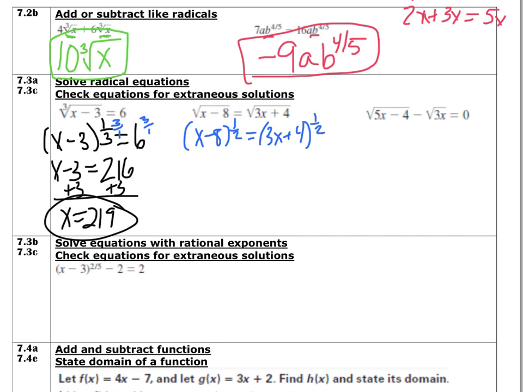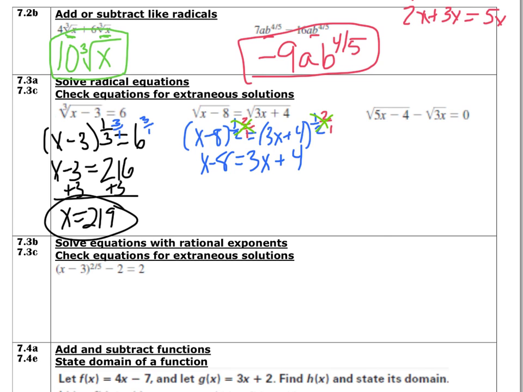Now notice, to solve for x here on either side, they're locked in with this 1/2 power at the end. They're both furthest out from the x, so get rid of that first. To get rid of the 1/2 power, all you would do is multiply by its reciprocal of 2 over 1. When you do that, what happens is you're going to notice the exponents clear out. So then you're just left with x minus 8 equals 3x plus 4.